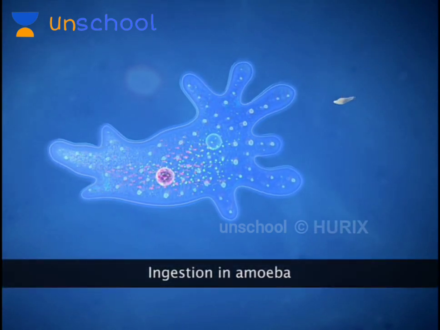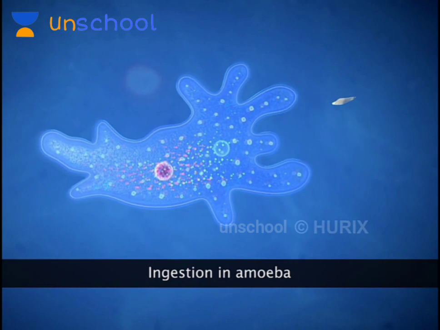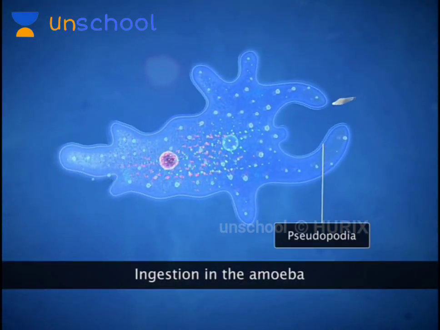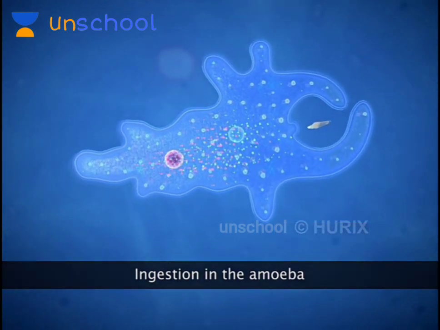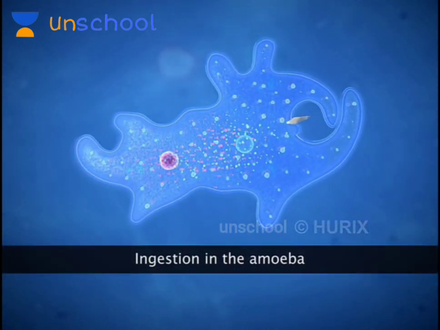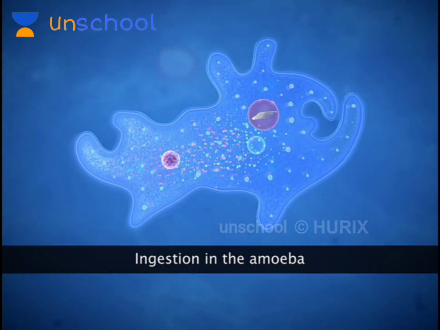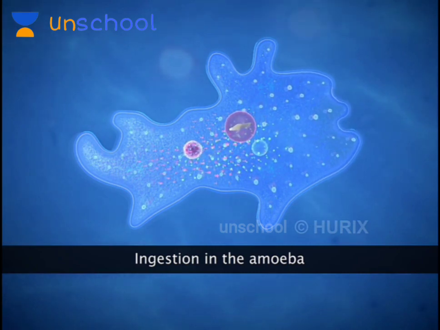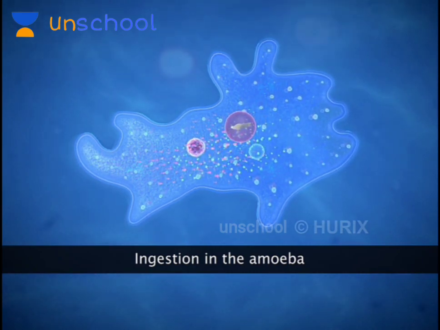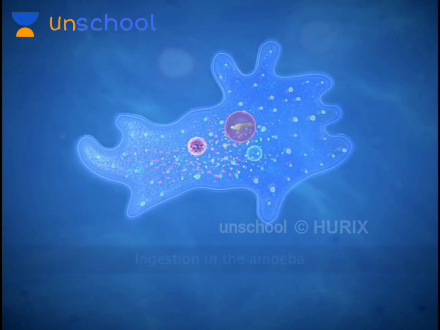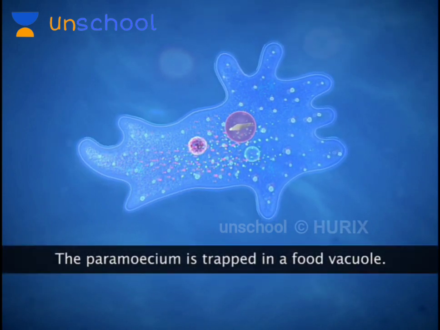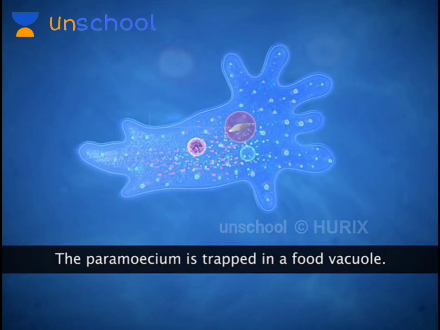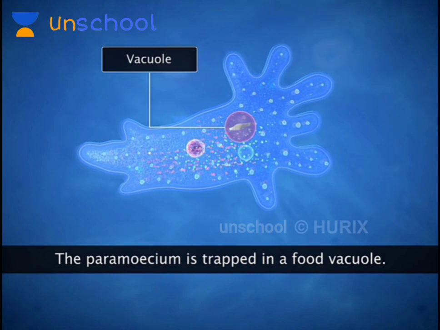The moment the amoeba senses food, it starts moving towards it. Slowly, the pseudopodia completely surround the paramecium. The paramecium is engulfed inside the amoeba's body. Without a mouth, teeth, or eyes, this little creature has managed to eat its food. Watch carefully. The paramecium is still alive. It is just trapped in a compartment called a food vacuole.